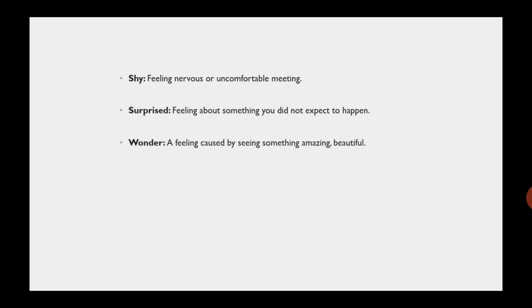So something happened which you didn't expect, so then you will be surprised. That is good. So for example, today is your birthday, your friend brought some chocolates or ice creams for you. You didn't expect that thing, so you will get surprised. Next, wonder, a feeling caused by seeing something amazing, beautiful. So if we see a beautiful dress, we will wonder. So these are the emotions and feelings.